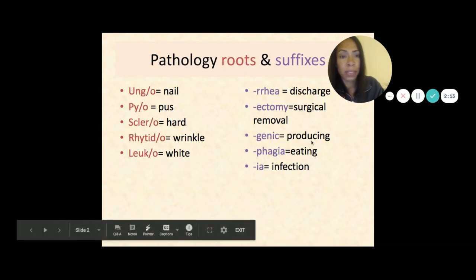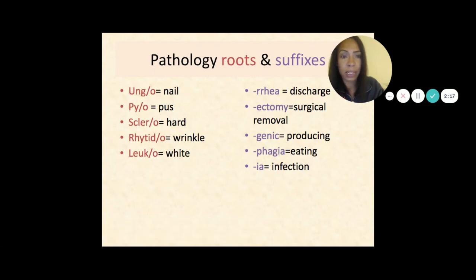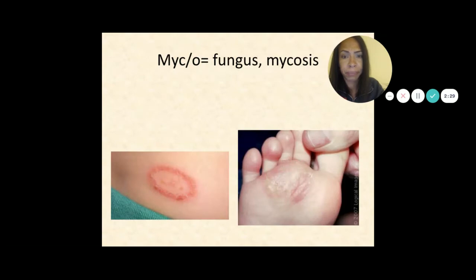So add these to your list of terms and mix and match to describe various conditions, along with our classifications for little lesions, large lesions, and then wound terms. So we're going to start with wound terms. One root that I want to add in before we get to wound terms is fungus, and that is the root myco. And mycosis would be an abnormal fungal condition.